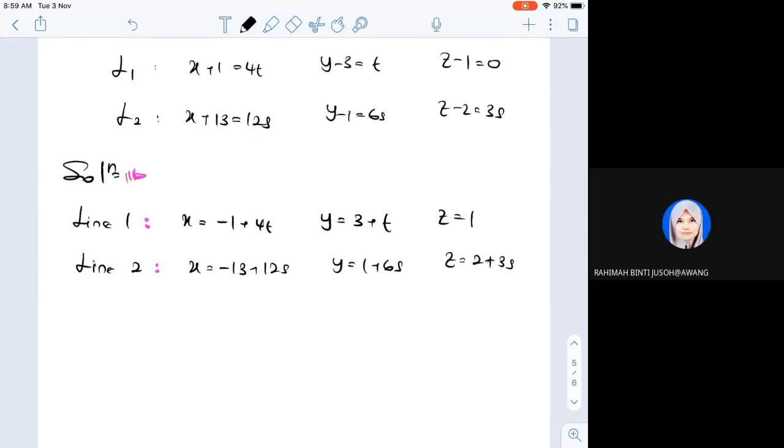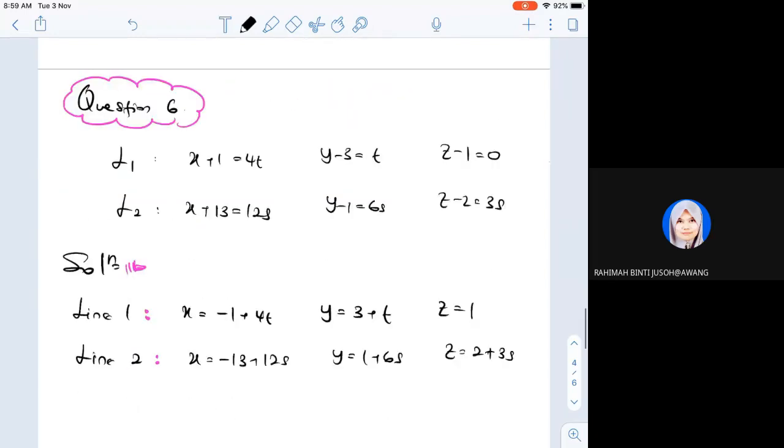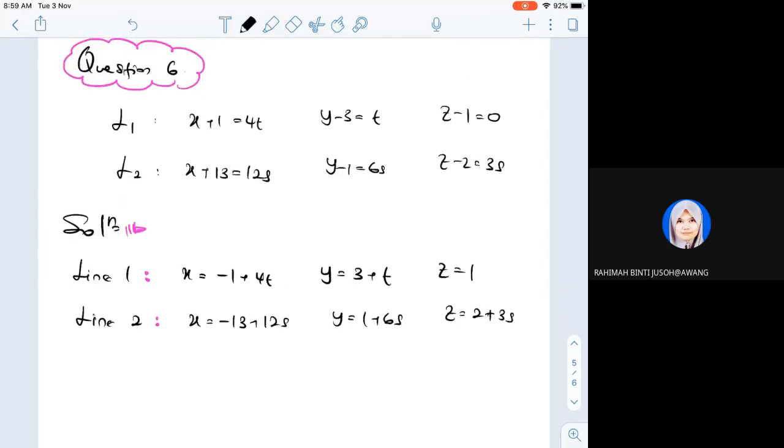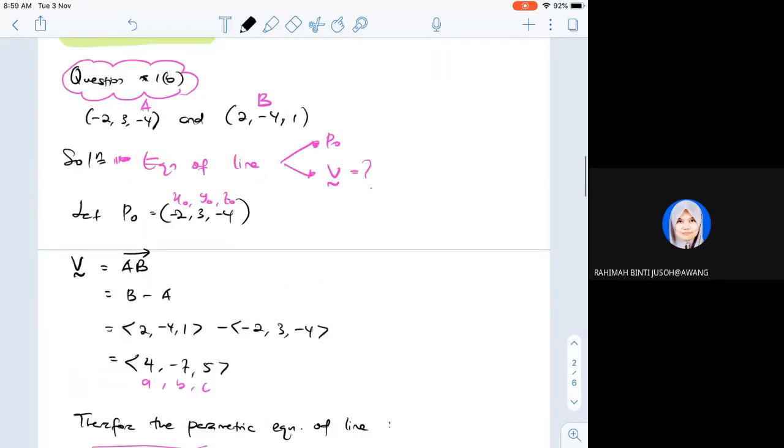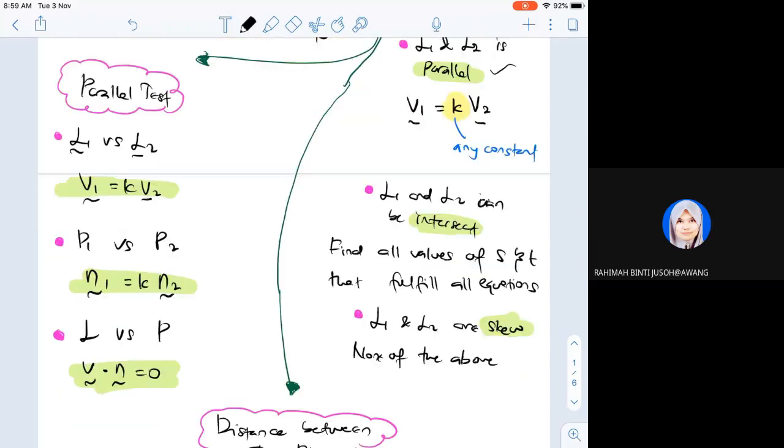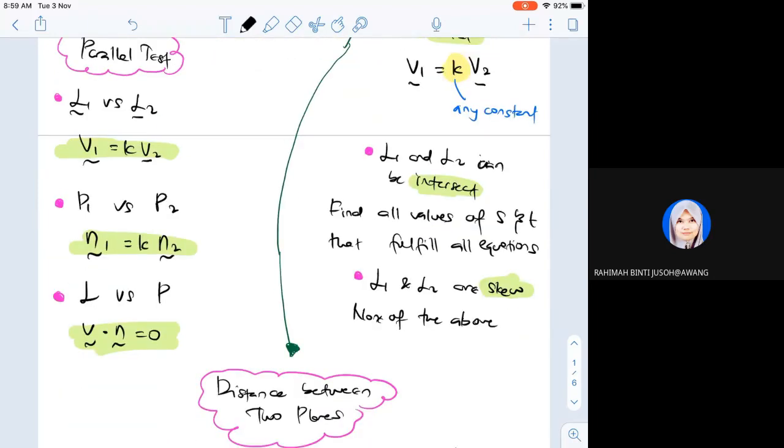Okay, so now guys, this question asks you to find the point of intersection. Okay, point of intersection. So from the notes, L1 and L2 can intersect. What we should do is we need to find all values of s and t that fulfill all equations. Okay, so I'm going to solve question number 6.